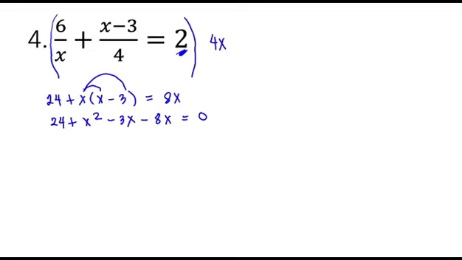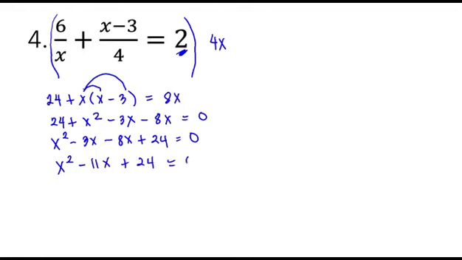So arrange muna natin, mauuna yung, in standard form, mauuna yung quadratic term. So positive x squared followed by the linear terms, negative 3x and negative 8x plus, ayan, positive 24 equal to 0. So, combine lang natin yung dalawang nakikita natin na linear term. So, copy muna x squared. Negative 3x minus 8x is negative 11x plus 24 equal to 0. So, ito ay pwede na natin i-factor.